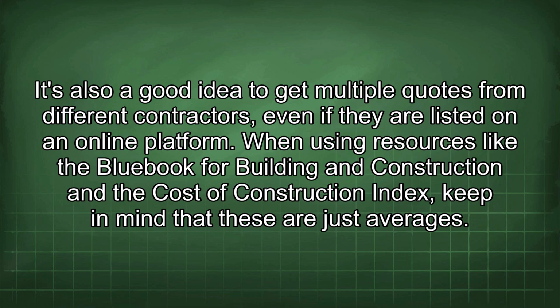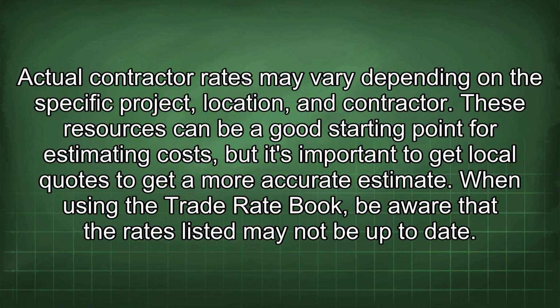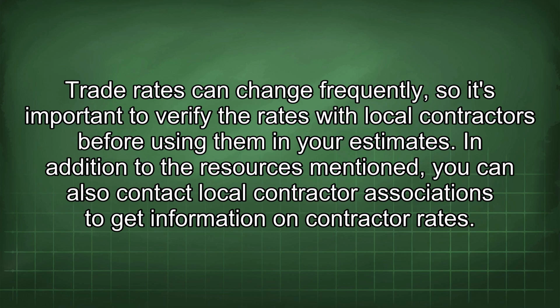When using resources like the Bluebook for building and construction and the Cost of Construction Index, keep in mind that these are just averages. Actual contractor rates may vary depending on the specific project, location, and contractor. These resources can be a good starting point for estimating costs, but it's important to get local quotes to get a more accurate estimate. When using the Trade Rate Book, be aware that the rates listed may not be up to date. Trade rates can change frequently, so it's important to verify the rates with local contractors before using them in your estimates.